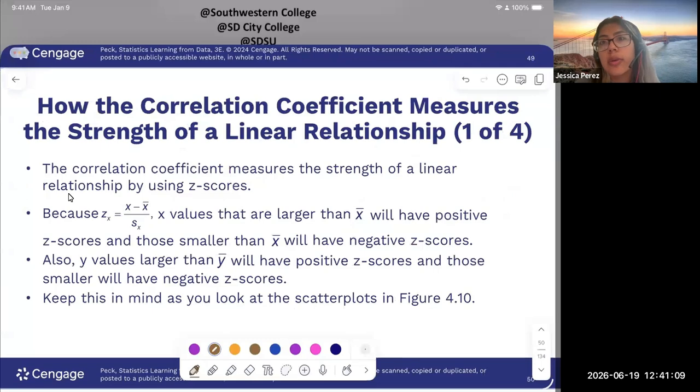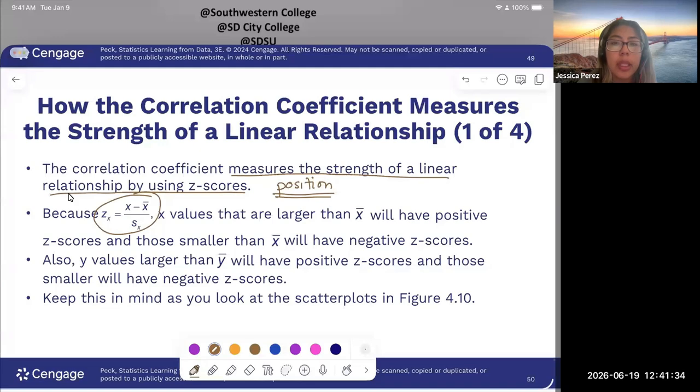Now, how the correlation coefficient measures the strength of a linear relationship. What it does is measure the strength of a linear correlation by using z-scores. And why? Because z of x is x minus x bar over s of x. Remember, when we're looking at a z-score, we're looking at a measure of position. We learned that in chapter 3.